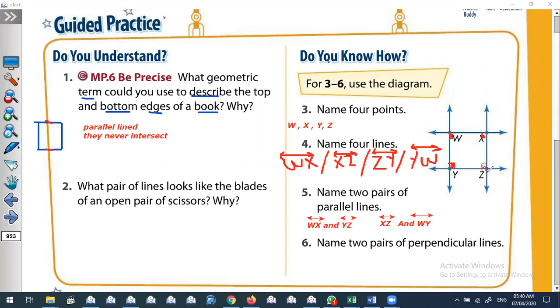You should have a common point. WX and XZ. So I can say that line WX and line XZ. What else? I can say that the line XZ and ZY. So I can say XZ line and ZY. They are perpendicular. Let's draw the line sign.